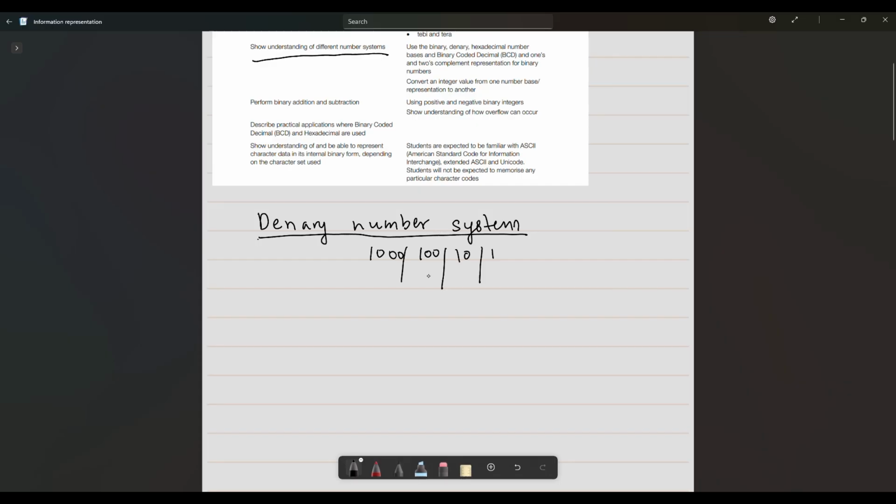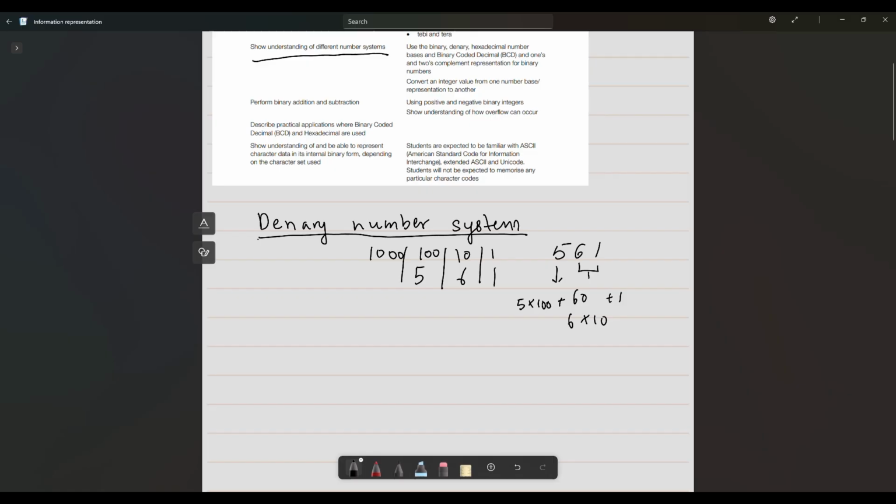So if we wanted to write the number 561, we would write the 1 in the units place, the 6 in the tens place, because this is 60, right? This is 60 plus 1. So this is 6 times 10. And the 5 is in the hundreds place, this is 5 times 100. So 5 times 100 plus 60 plus 1. This is what we learned from the denary number system.